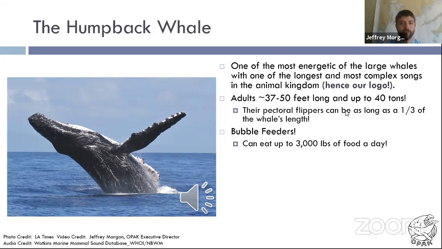And that was an example of a humpback whale gulp feeding in Stellwagen Bank. The humpback whale can eat up to 3,000 pounds of food in a day. Just to put that into perspective for you of weight, a Toyota Corolla weighs about 2,800 pounds. So they're eating about a Corolla worth of food every day.